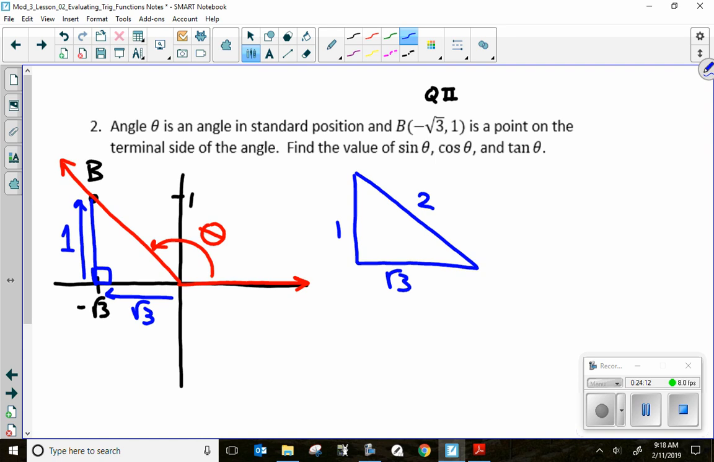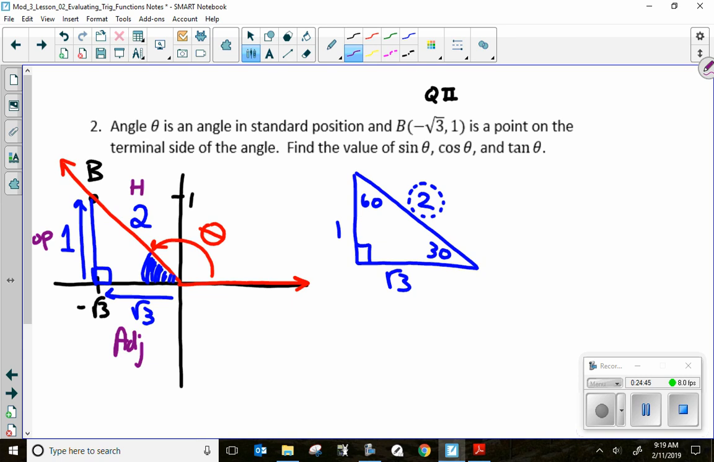I could use the Pythagorean theorem. I could use a squared plus b squared is c squared, and my hypotenuse would end up being 2. But I know this is a 30, 60, 90 triangle right there. So I know this has to be 2. This is your reference angle. You can say that's 30 if you want. You don't need to in this position. So what do we have here? We have opposite of our reference angle, adjacent to our reference angle, and hypotenuse.